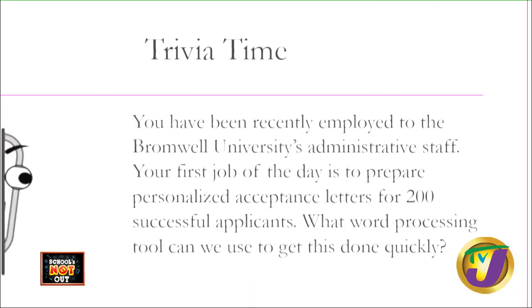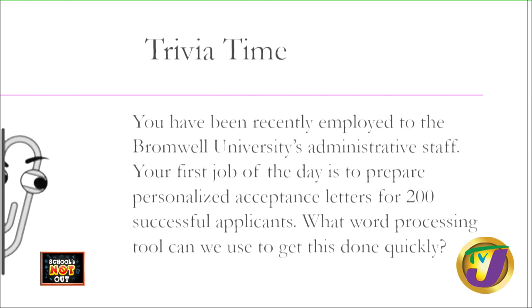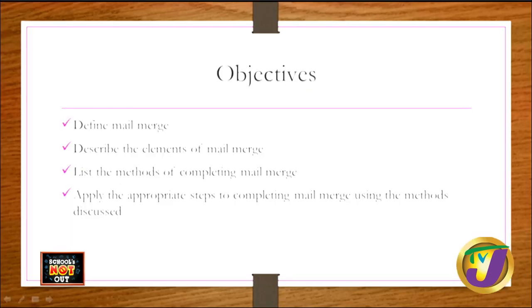Are we going to copy and paste? Maybe type the letter once and then copy and paste 200 times? Or what feature have you been exposed to that can help us to do this quickly? Now, this feature we refer to as mail merge. So let's get started with our objectives. Today, we'll be looking at the definition of mail merge, the elements of mail merge, the methods that we use to complete mail merge, as well as the steps that we use to complete mail merge using various methods.